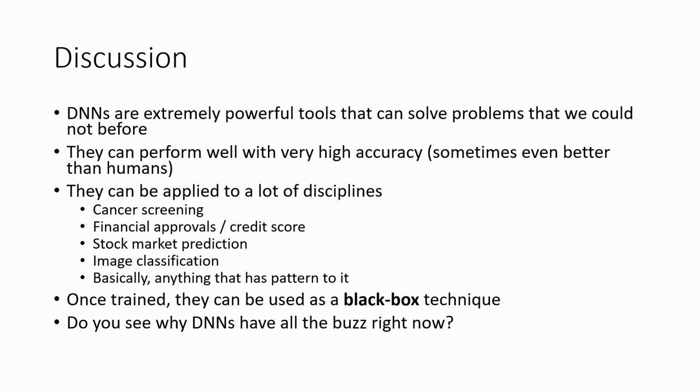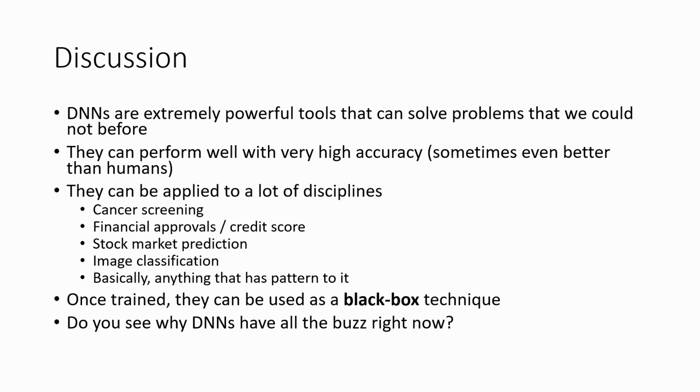So they perform pretty well, with relatively high accuracy. On the cats and dogs image classification, they can go almost to 100% accurate, even better than humans, by the way. Sometimes, on the handwritten data set, we're able to train models that do better than what humans can do. And it can be applied to a lot of disciplines.